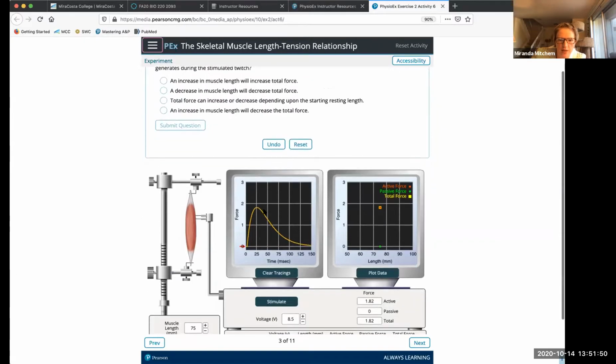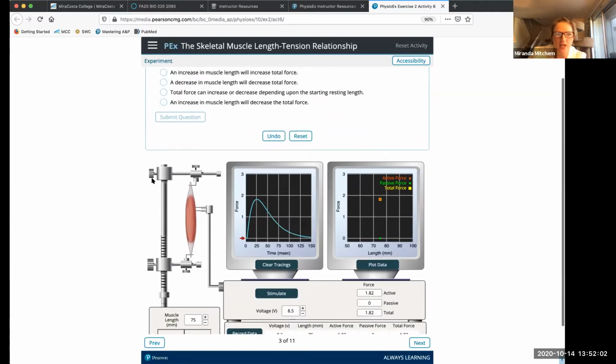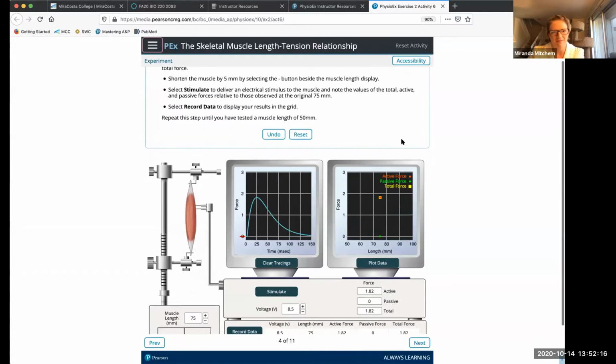Let's go ahead and stimulate that again. Let's look at the length of the muscle. Does it change? It's still the same. We didn't see a change. So an increase in muscle length will decrease the force. An increase in muscle length will increase force. A decrease in muscle length. Total force can increase or decrease depending. Let's try that one. Good.